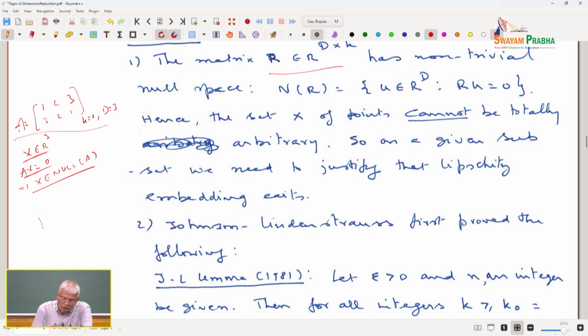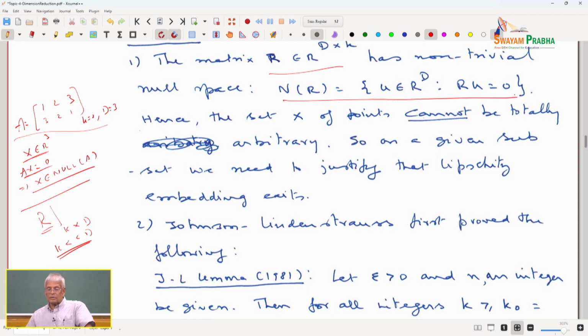Now, my matrix R being K by D, and K is less than D, much like the above example, there must exist a non-trivial null space of R. That's what is talked about in here. So hence the points in X cannot be arbitrary. What does it mean? If the selected set of points X fall in the null space of A, they will all be mapped to 0. If they will all be mapped to 0, then I cannot preserve pairwise distances.